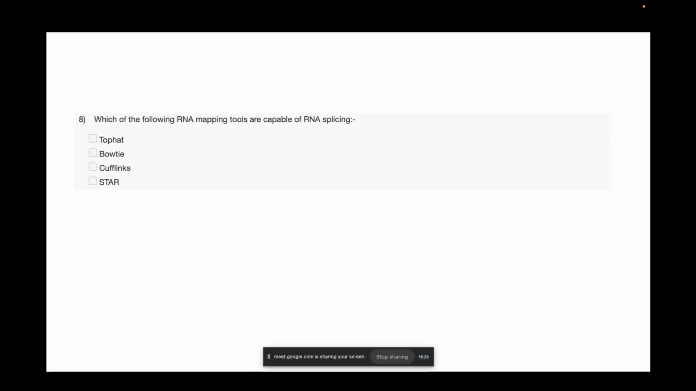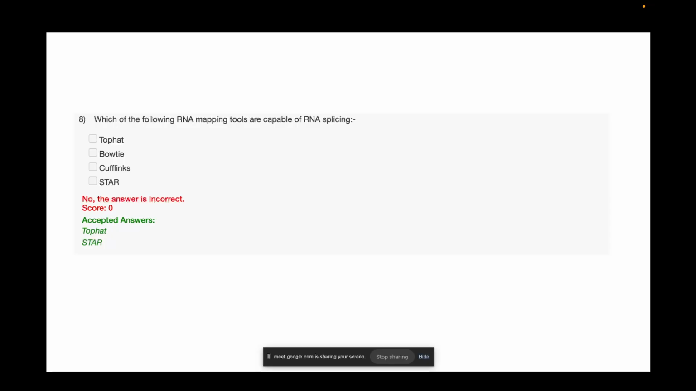So here, capable of identifying RNA splicing, so different isoforms, and alignment in a manner aware of the presence of introns that have been cut off. So the answer is TopHat and STAR.